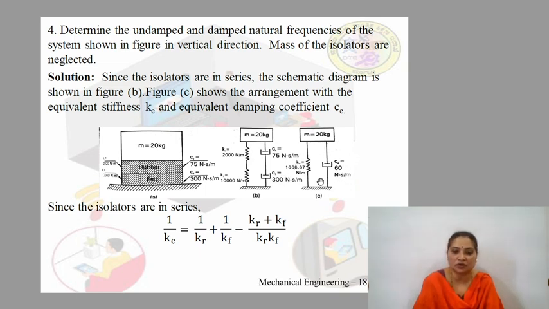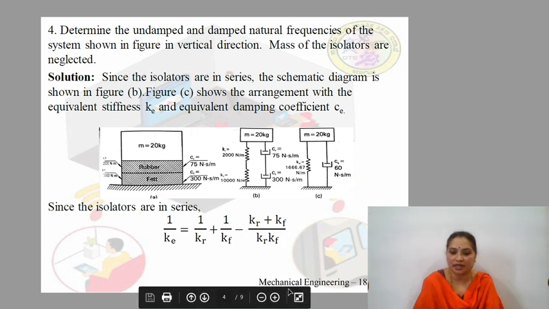We shall see how to solve this problem now. Since the isolators are in series, the schematic is shown in figure B, and figure C shows the arrangement with the equivalent spring stiffness Ke and damping coefficient Ce. For a series combination, 1 by Ke is equal to 1 by Kr plus 1 by Kf, where r and f indicate rubber and felt respectively. After taking the LCM we get Kr plus Kf divided by Kr Kf.